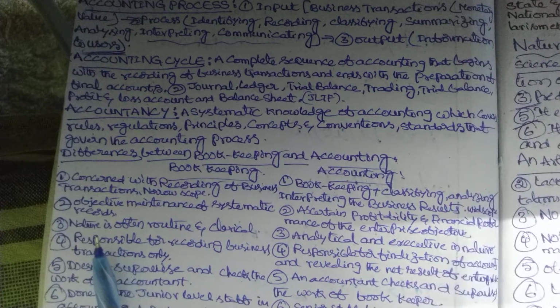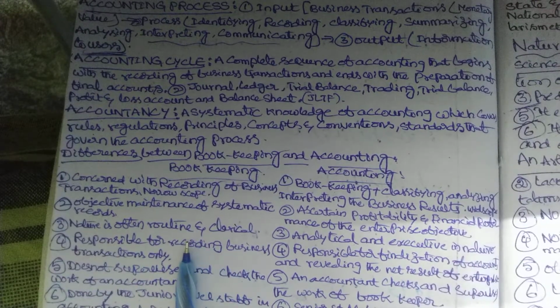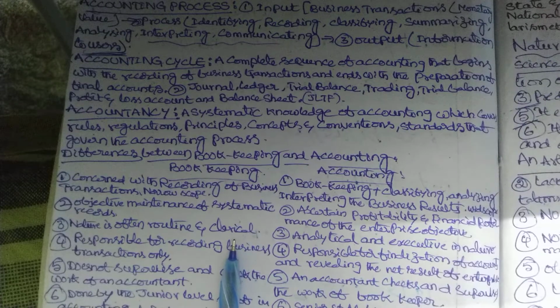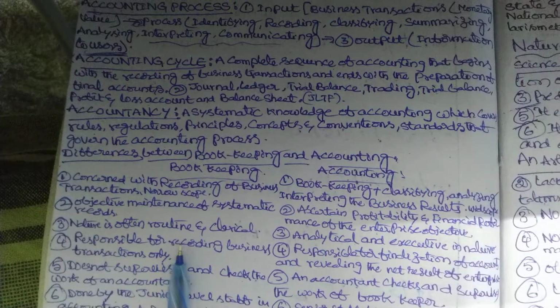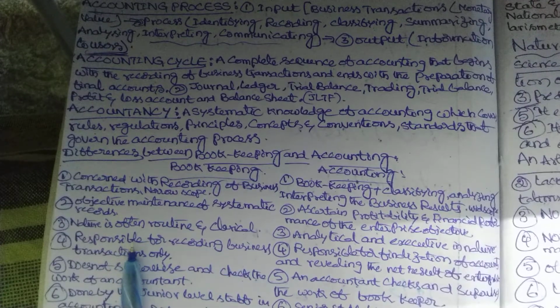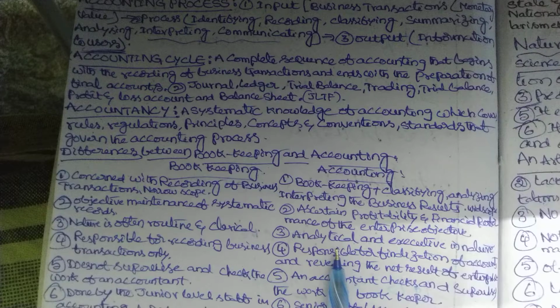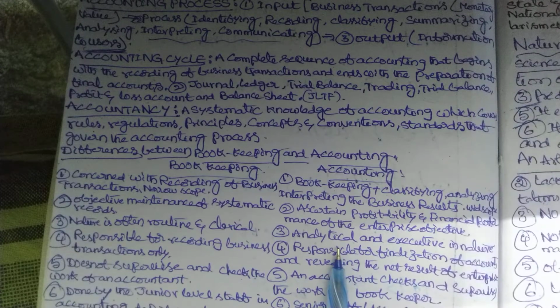And the third one, the nature of bookkeeping is often routine and clerical. It is a daily routine activity, and most probably clerks have the responsibility to maintain the records. The clerk's routine work is known as bookkeeping. So the nature is routine and clerical. But the specific nature of accounting is analytical and executive.